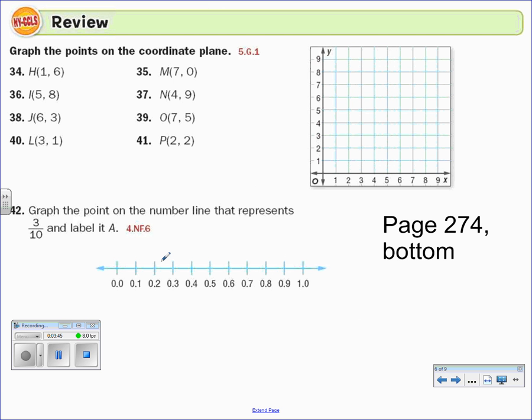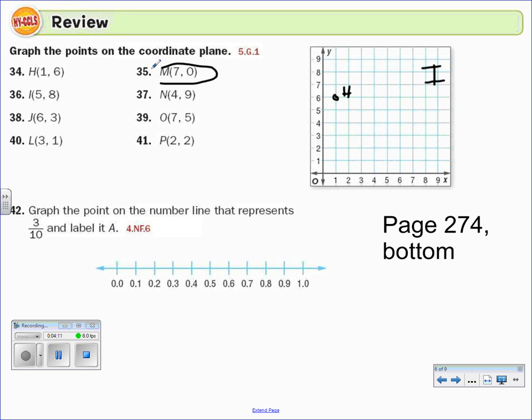All right. Graphing. This one's a little too easy because it's just the first quadrant, meaning everything's positive. But just remember, x comes first, y comes second. So like h is 1 on x, and then go up 6. 1, 2, 3, 4, 5, 6. And there's h. Now, I'm not going to do all of them.